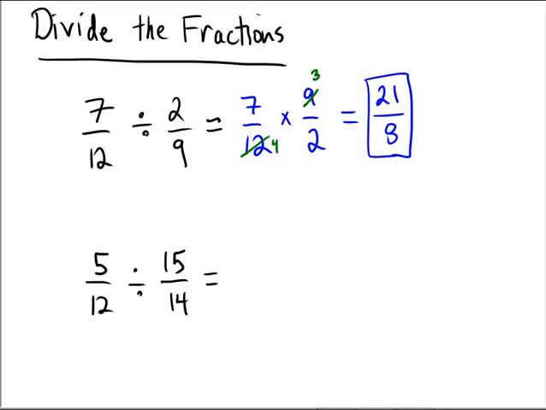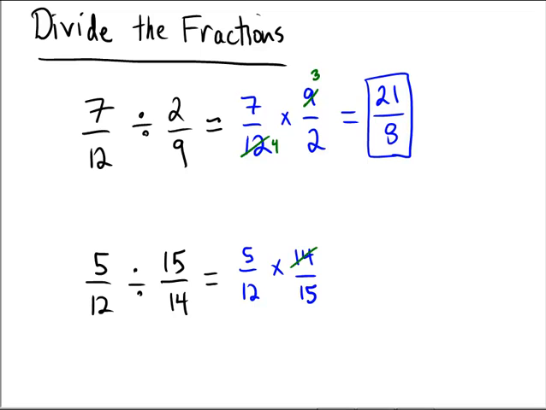5/12 divided by 15/14. So again, we'll take the first number, 5/12. We will multiply by, instead of 15/14, the reciprocal, which is 14/15. And now, any reduction? Let's see.